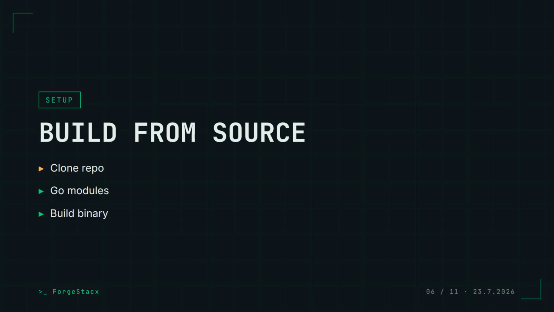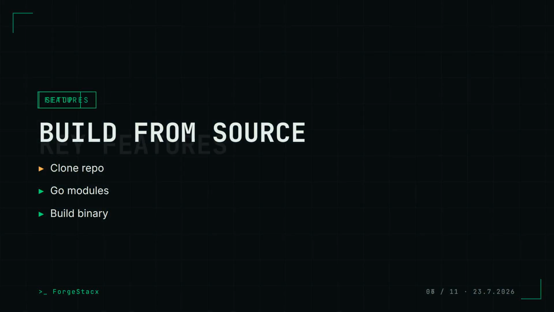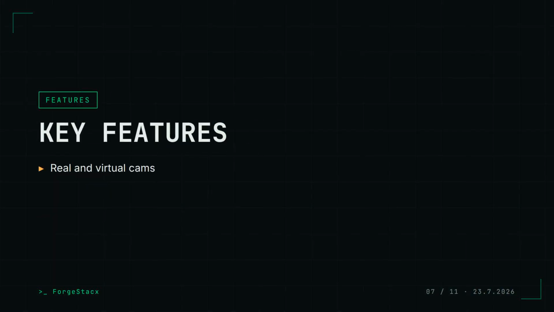The project requires Go to build, FFmpeg to be available in your path, and a terminal window large enough to render the camera view. Beyond just rendering live ASCII from your camera, TermiCam has some notable features. It supports both real cameras and virtual camera inputs, which means you can feed it from capture cards, screen recordings, or even other video sources.